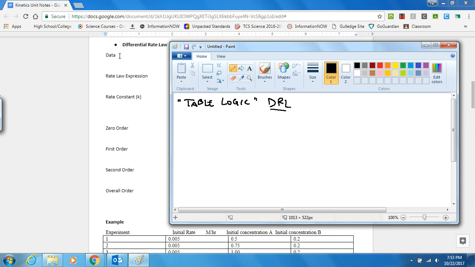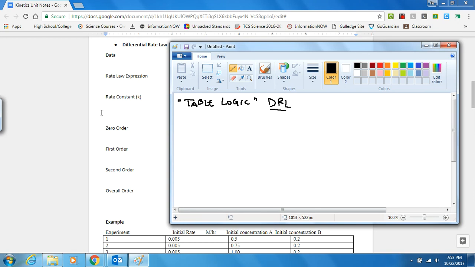Now, the type of data that you have for differential rate law is very specific. If you see down here at the bottom of your page, you have several different experiments, initial rate, initial concentration of one reactant, and initial concentration of another reactant. So the type of data that's given is rate versus concentration data. And that's very important to pay attention to, because when we get to the next type of reaction rates and how to figure out that, then there's different type of data that can be given. So the data for differential rate law is rate versus concentration.